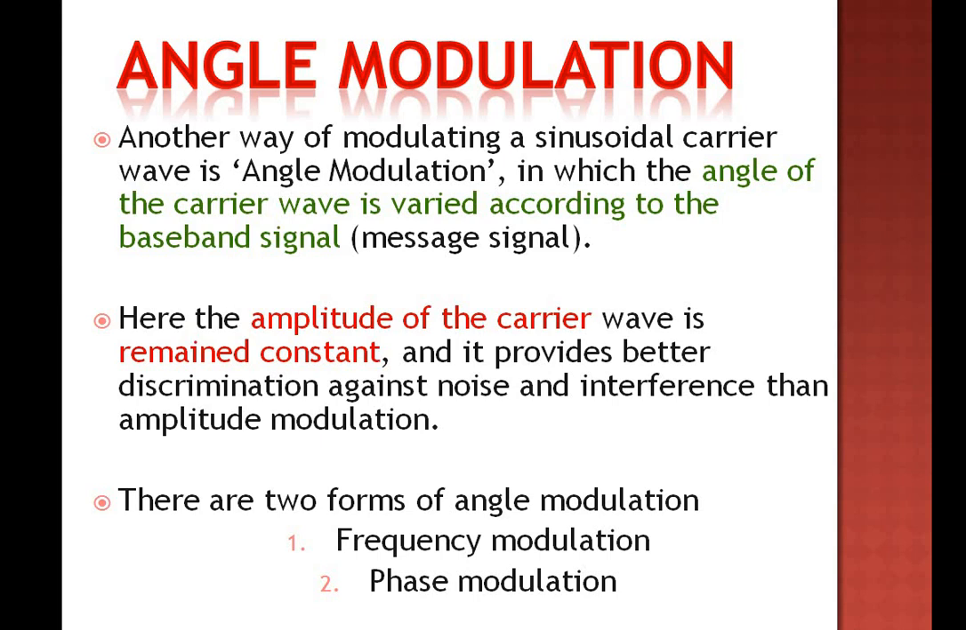Here the amplitude of the carrier remains constant. What you are varying here is the angle. So the amplitude will be constant, and it provides better discrimination against noise and interference than is possible in amplitude modulation. When comparing amplitude modulation and angle modulation, you will have better discrimination against noise, meaning the noise will be less and the interference will also be reduced in angle modulation. Clear? In angle modulation we have two types: frequency modulation and phase modulation. I hope you remember.